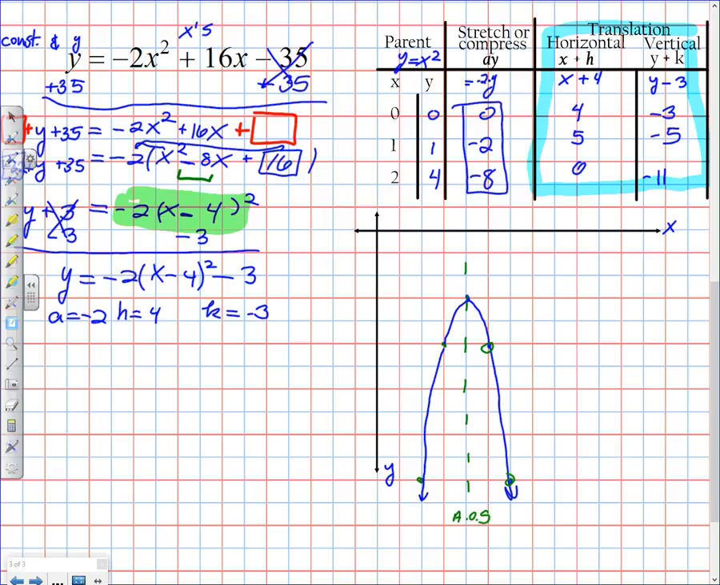Okay. So if you can complete the square, you can change the equation to vertex form, and graphing that will be a lot easier and faster than the other method.